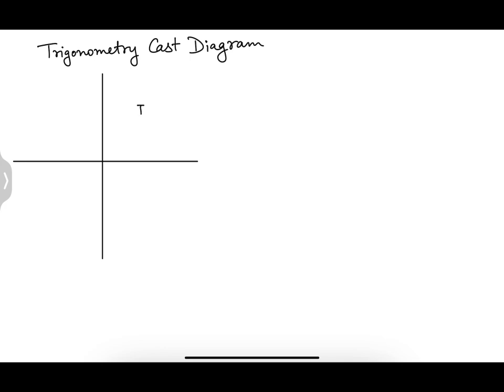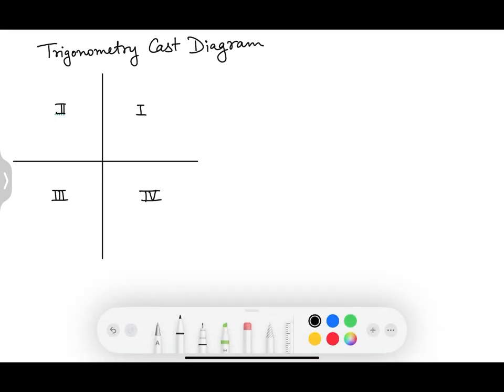As suggested, this will be the first quadrant, this is second, this is going to be the third, and this is going to be the fourth quadrant. And CAST means the fourth quadrant will be C, then A, S, and T. This is CAST. C stands for cos, A stands for all, S stands for sine, and T stands for tan.